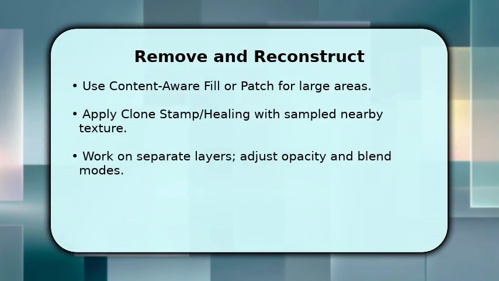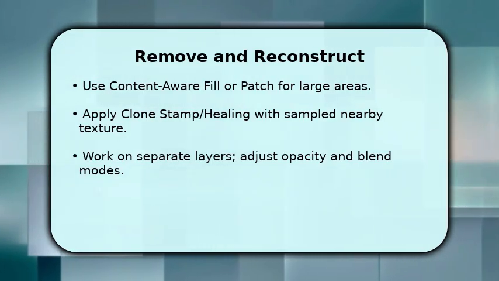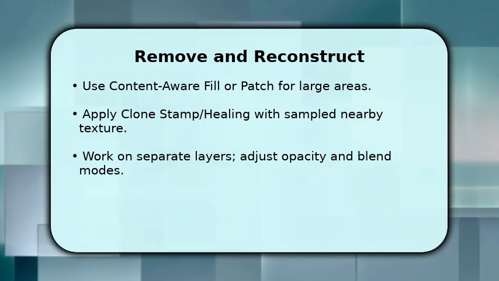Make a mask from that selection so you can always repaint or adjust the removal area without touching the base pixels. Now remove the object. Use Content-Aware Fill for quick contextual fills. If results fail, switch to the Patch tool and sample a nearby clean area to reconstruct texture. For detailed fixes, use Clone Stamp or Spot Healing with careful sampling.